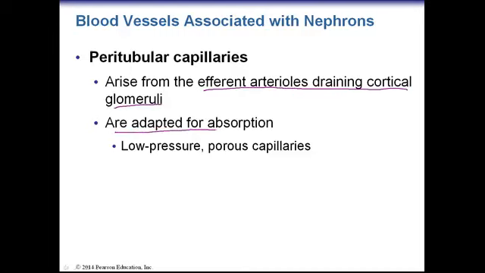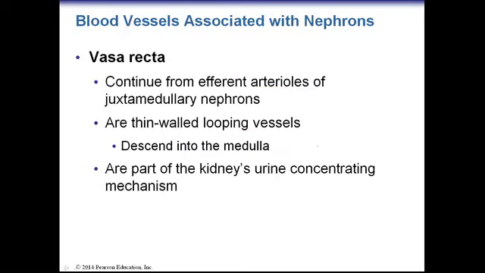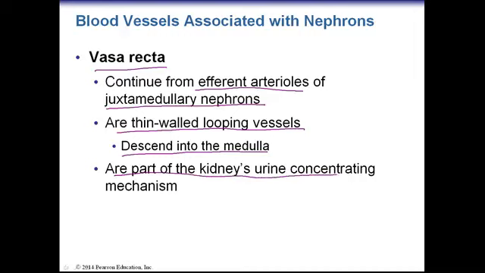They're adapted for absorption. They're low pressure, porous capillaries. The vasa recta continue from the efferent arterioles of juxtamedullary nephrons, are thin-walled looping vessels, and they descend into the medulla, juxtamedullary medulla. They're part of the kidney's urine concentrating system.